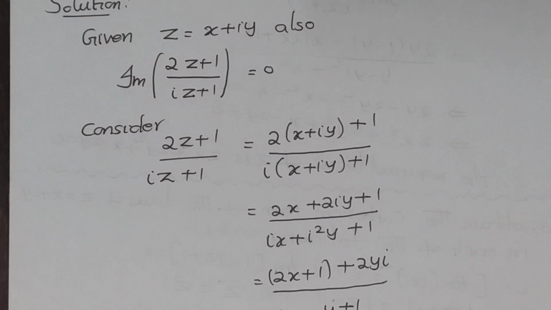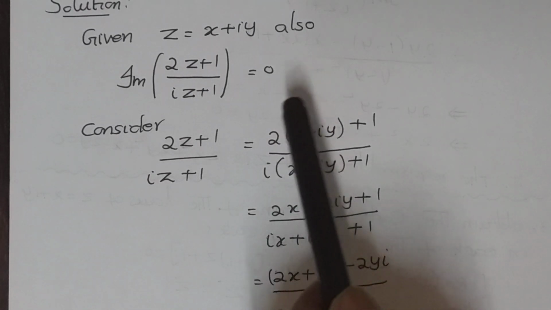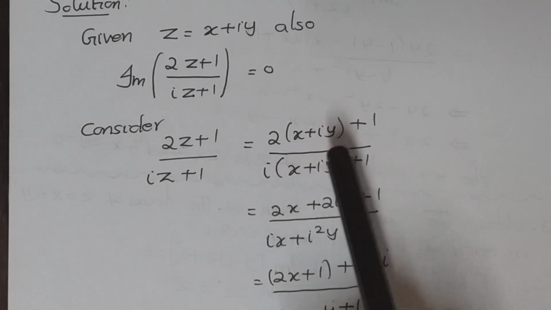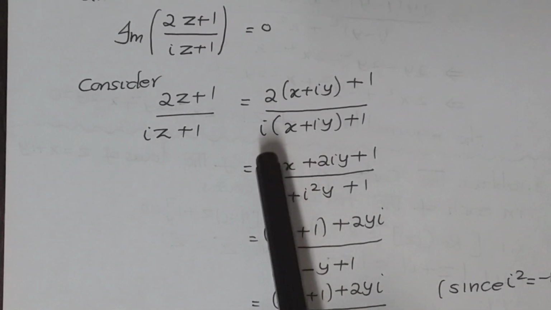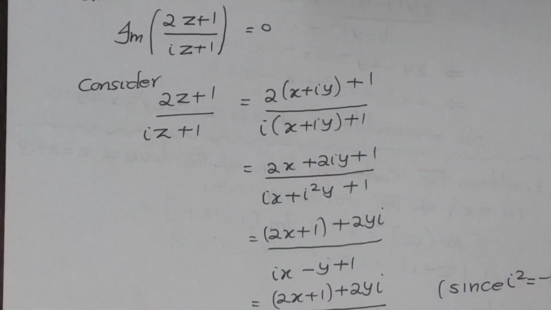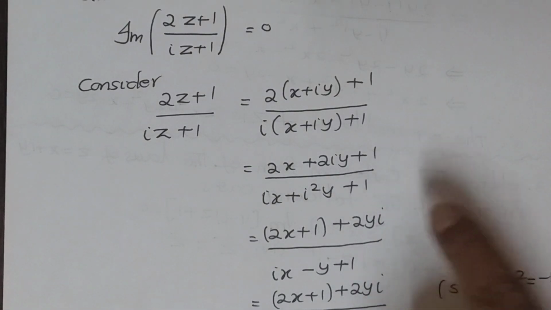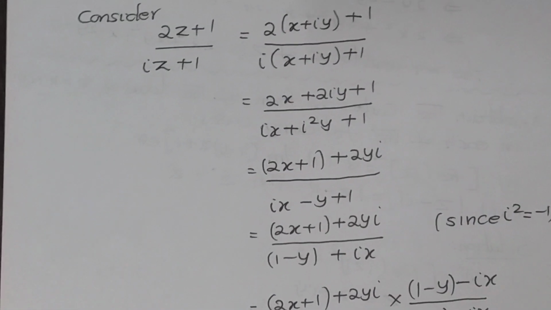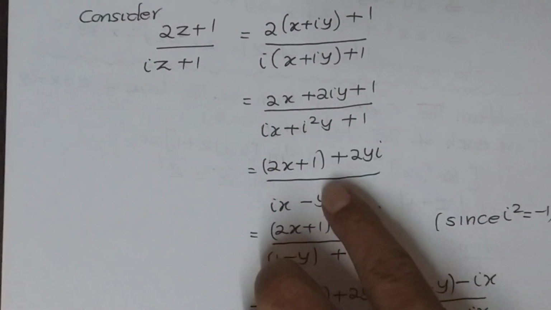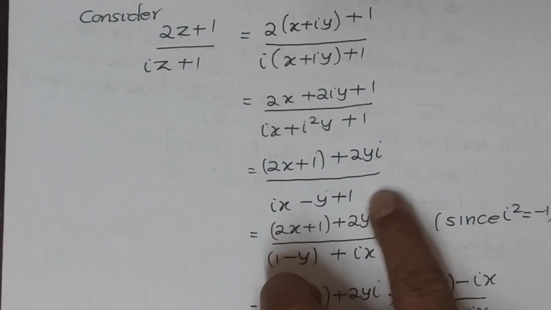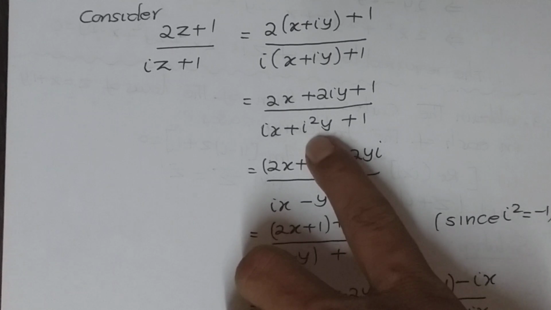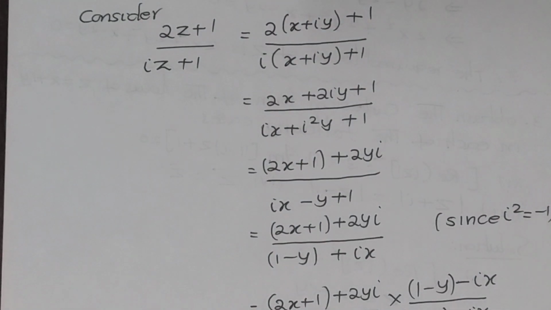Okay students, now 2x, open the bracket, plus 2iy, when you multiply 2 into the bracket it opens. 2x plus 2iy plus 1. What about the denominator? ix, i into x is ix, i into iy is i square y, plus 1 already it is there. Now in the numerator, 2x plus 1 is the real part, plus 2iy is the imaginary part. And what about the denominator? ix, i square is minus 1, the famous complex number property, fantastic property. Now minus y plus 1.